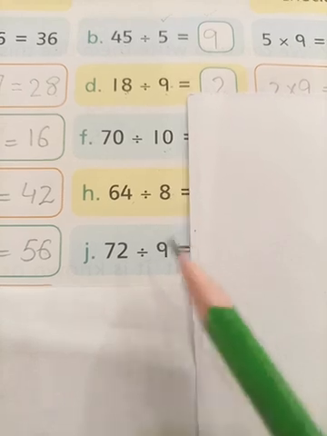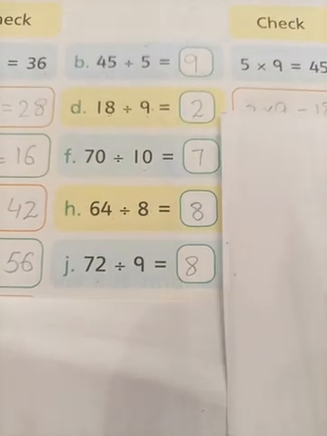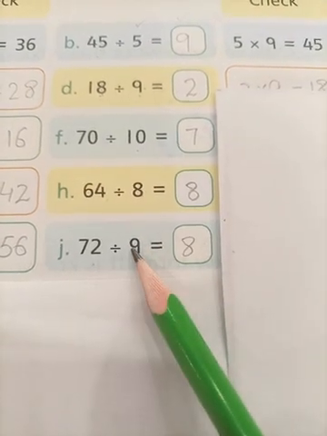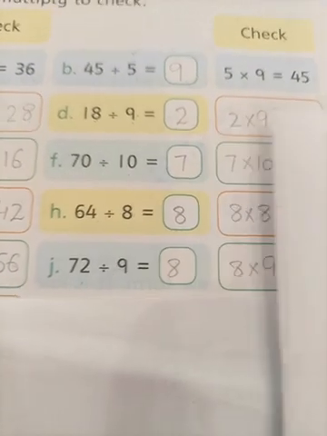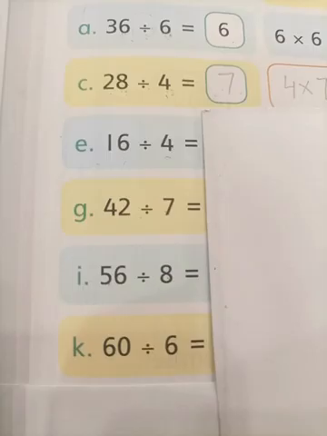In the table of 9, 9 eights are 72. So we got our answer 8 here. And in the multiplication, 8 multiplied by 9 and our answer is 72. Both answers are the same.